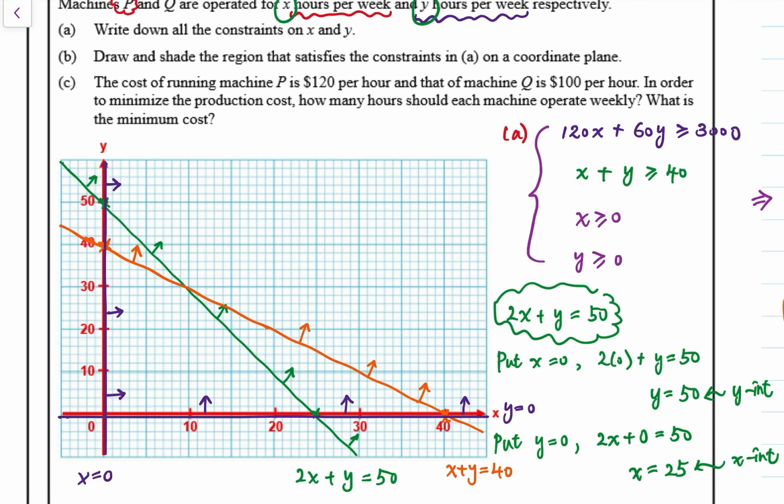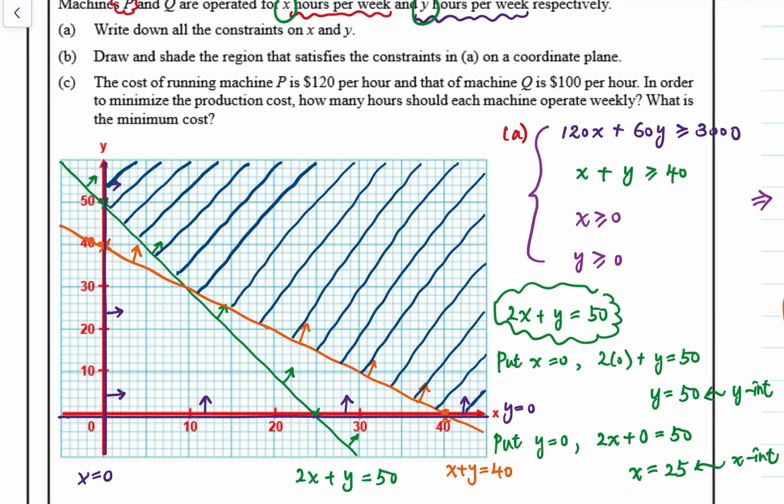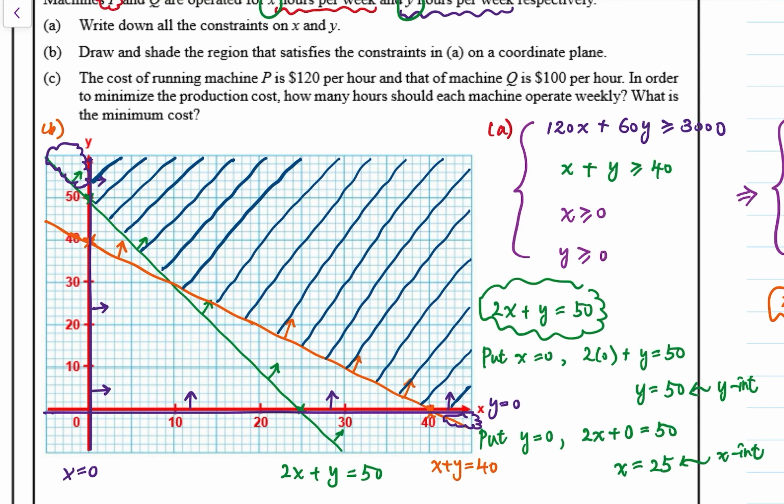And finally, we have to look at the region that satisfies all the constraints. Note that this region is not part of the feasible solution. This one as well, not part of the feasible solution. So we can move on to part C.